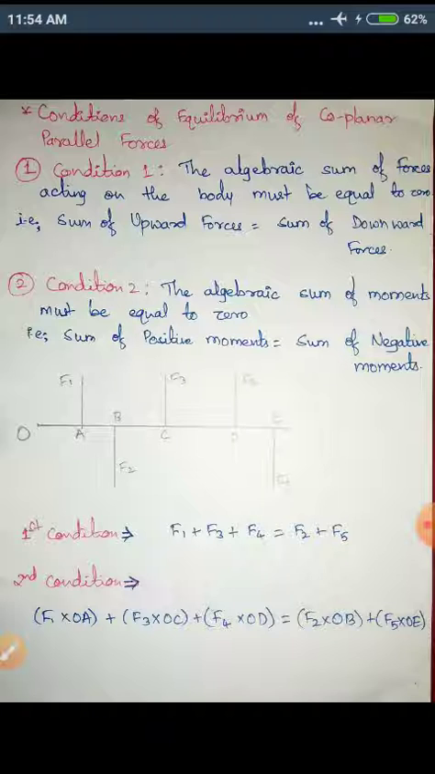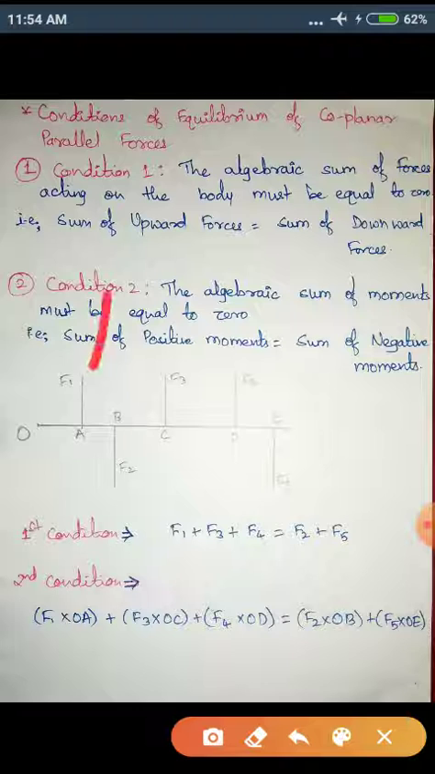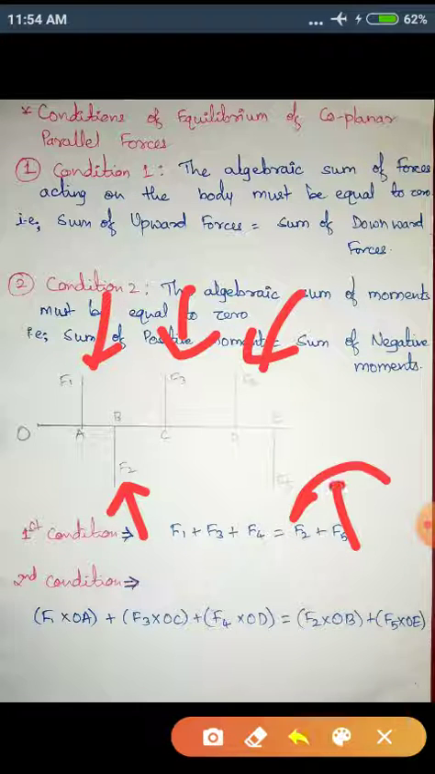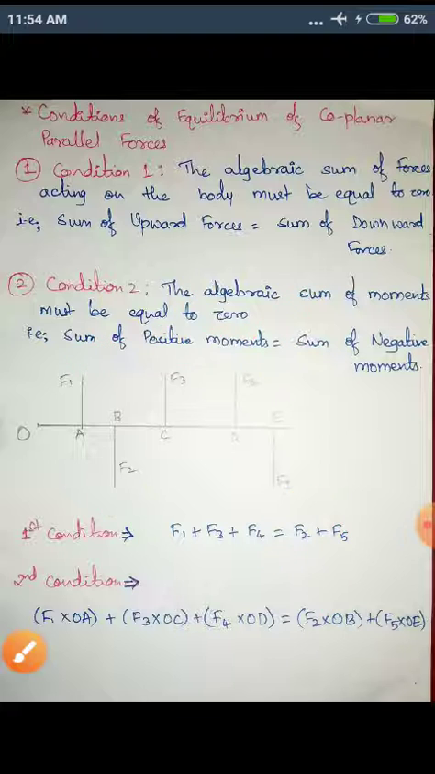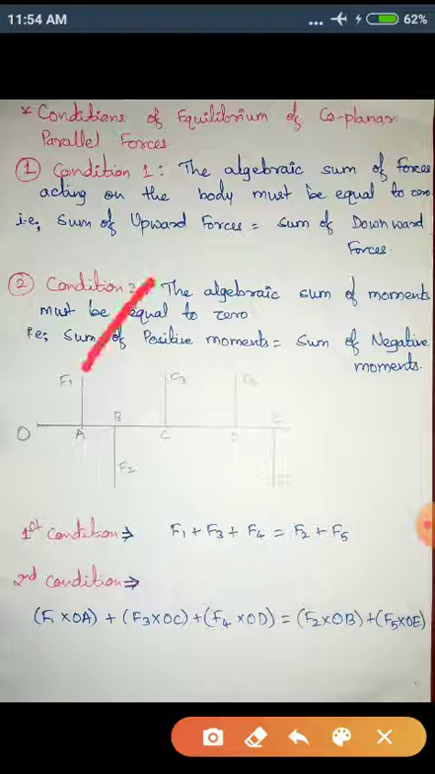So in this diagram, you can see that force F1 is acting here, F2 is here, F3 is here, F4 is here, and F5 is at this point. If I want to say which are upward forces, then I'll say F1, F3 and F4 are upward forces, and downward forces will be F2 and F5. So what is the first condition? Sum of upward forces is equal to sum of downward forces. F1 plus F3 plus F4 is equal to F2 plus F5.